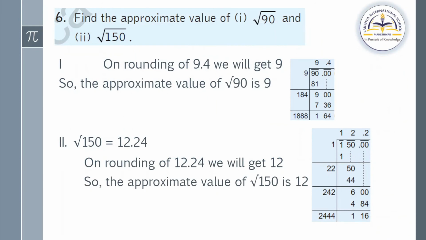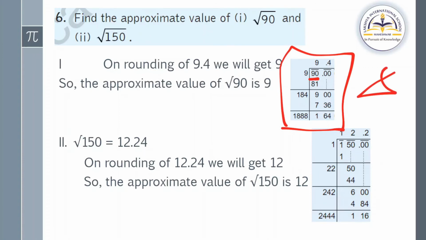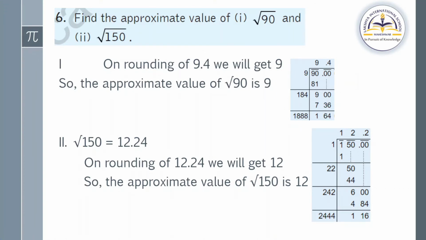Now question number 6, find the approximate value of root 90. Now root 90, first let's solve the square root of 90. So we have to take the long division method. Here we have taken one pair, that is 90 and 0.00. Okay, now the square of 9 is 81 and the square of 10 is 100. So we will take 9. So now 90 minus 81, that is 9, and 9 plus 9, what will we get?